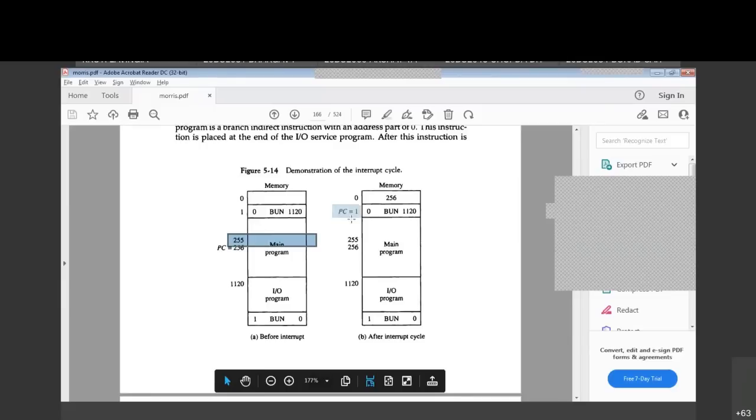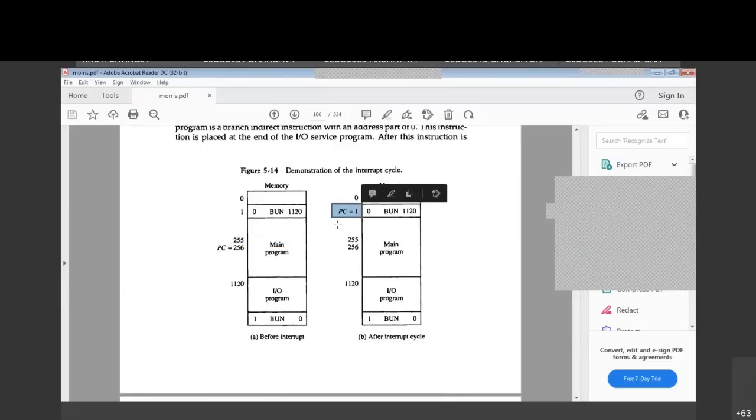In your PC, you will first of all store the return address, that is the current PC plus 1, at location 0. Okay? So 256 gets stored at location 0. We are setting the value of PC to 1 so that I can execute the instruction which is kept over here.